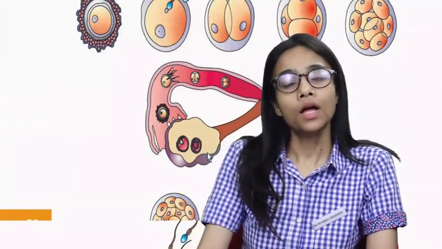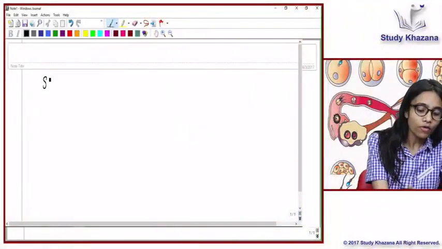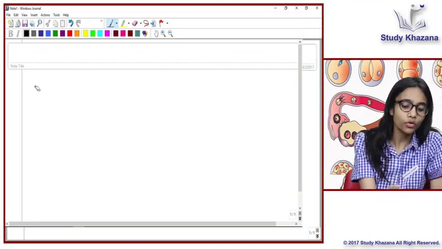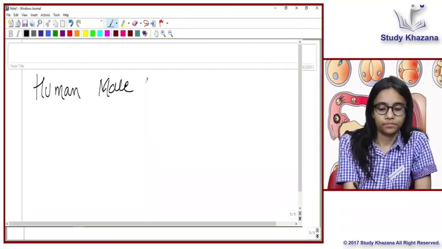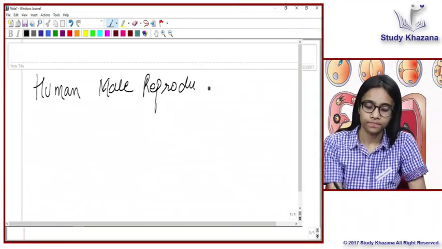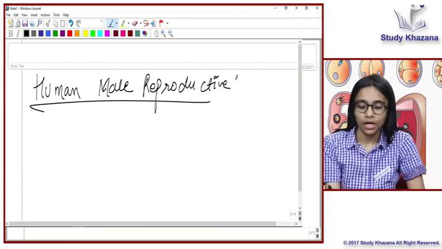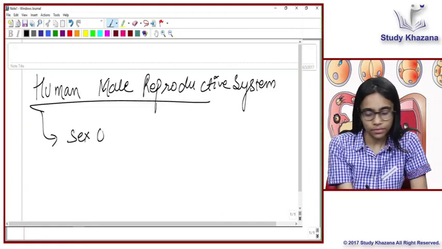I'm Dr. Priyanka. Now we have studied the human reproductive system, and in the last session we discussed the primary sex organs. We have also discussed the secondary sex organs. Now we are going to start with the human male reproductive system. In the human male reproductive system, we have sex organs.